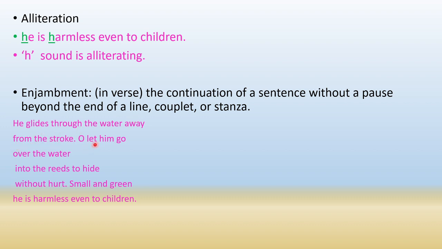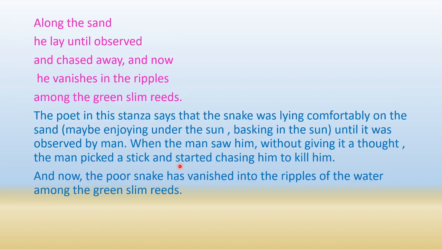Then again this one from here. Oh, let him go over the water into the reeds to hide without hurt. So from "Oh, let" to "without hurt", this is all enjambment. So, continuation of a sentence without a pause beyond the end of a line, a couplet or a stanza. You will find enjambment in all the three stanzas of this poem. So I hope enjambment is clear. So we move on now.